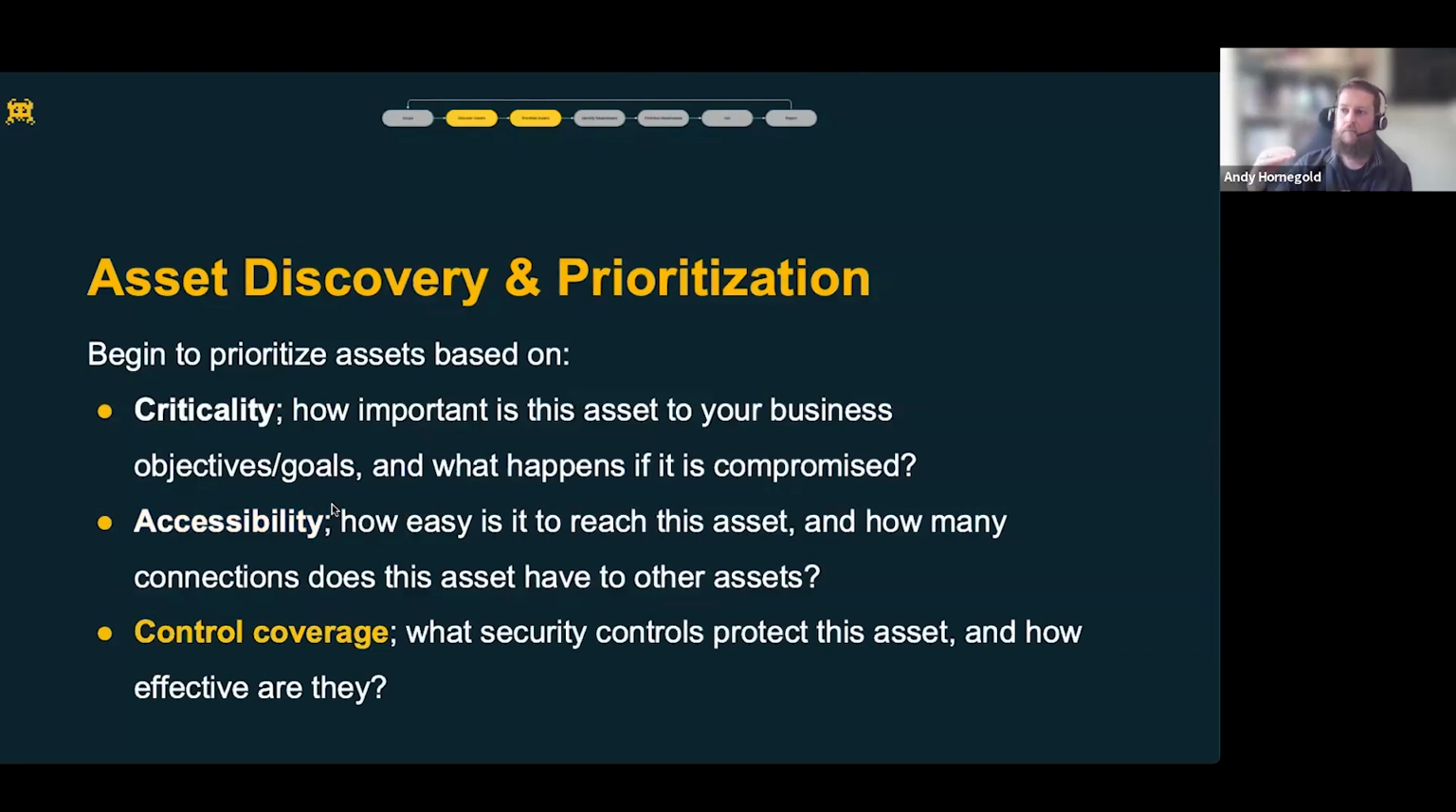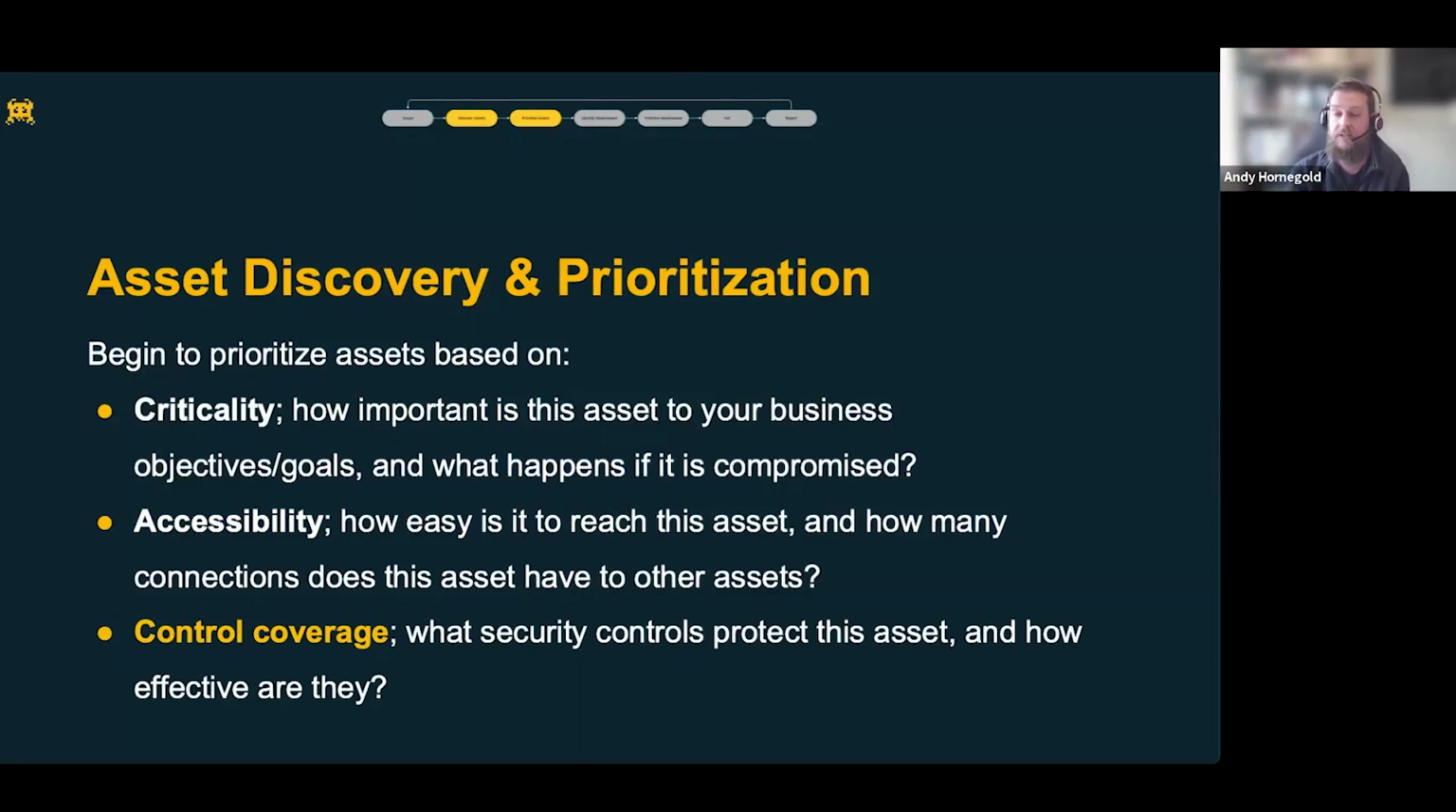The first two start to increase your risk. So if it's critical, my risk increases as that thing is exposed. Accessibility, the more accessible it is, the higher the risk associated with it. But actually, if I start to have more security controls associated with it, and importantly, if they're effective controls, that begins to reduce the risk. So these are the three things that are useful to consider when you're doing asset prioritization.